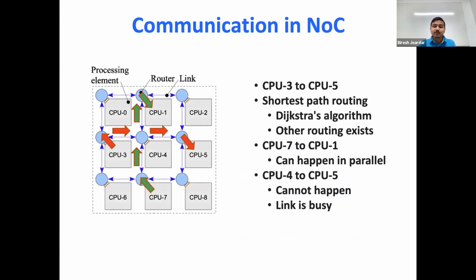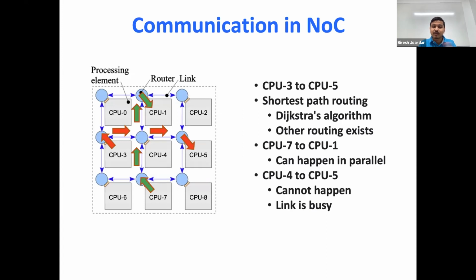So how does the communication work out in the NOC? As you can see in this figure, we can have many communications happening at the same time. CPU 3 is communicating with CPU 5, which is indicated by the red arrow. CPU 7 can communicate with CPU 1 at the same time using the green arrows. And as you can see, none of the links are common in these two communications. So you can have both communications happening at the same time.